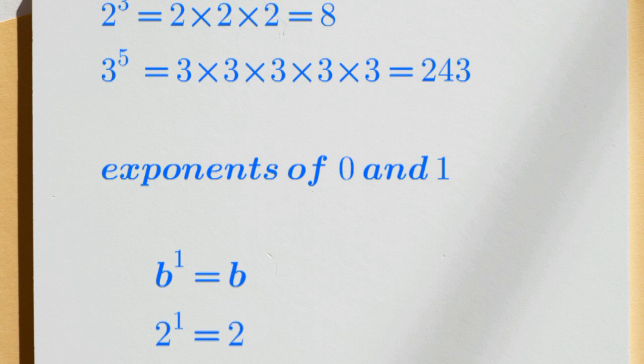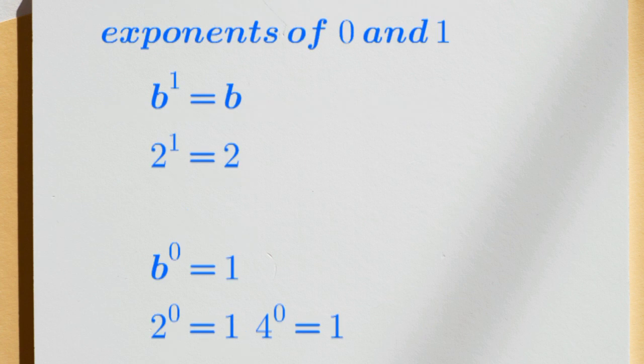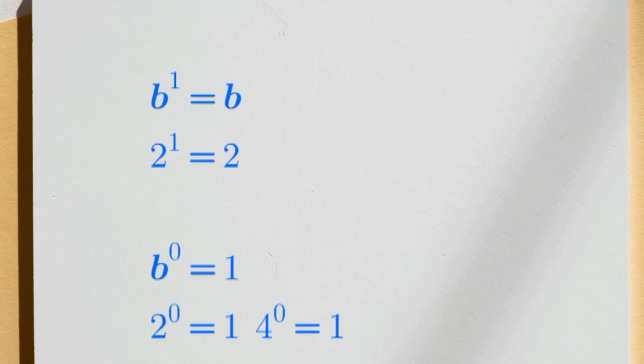Now, another rule in exponents is when you have any non-zero number raised to the exponent 0, it's going to give us 1. So let's take, for example, you have b raised to the power of 0, which is going to result in 1, or 2 raised to the power of 0 is going to give us 1, or even 4 raised to the power of 0 is equal to 1. So what this rule is saying is any number which is not 0 raised to the power of 0 is going to give us 1.